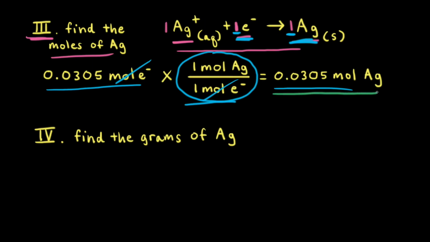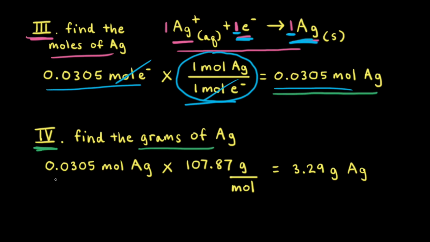And since we have moles of silver in our fourth and final step, we can convert moles of silver into grams of silver. So multiplying moles of silver by the molar mass of silver, which is 107.87 grams per mole, moles cancel, and this gives us 3.29 grams of silver.